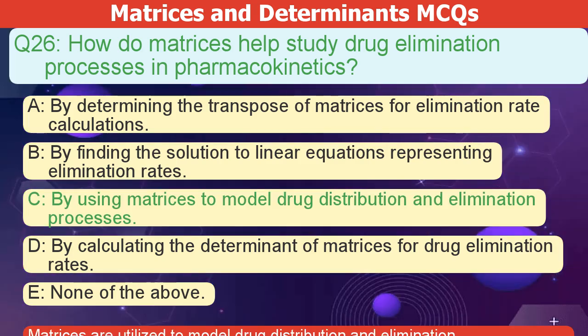The correct answer is C. Matrices are used to model drug distribution and elimination in pharmacokinetics. This helps us understand how drugs are metabolized and eliminated from the body.